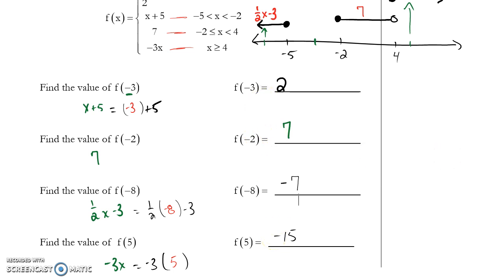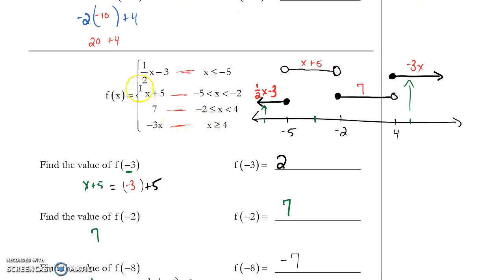The key here is to always be able to pick out which one of the 2, 3, 4, 5, however many functions we have. And that all depends on which inequality this value of x is a part of. And that's the key to being able to analyze piecewise functions.